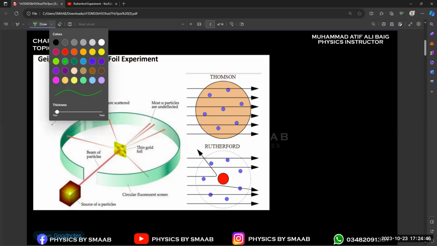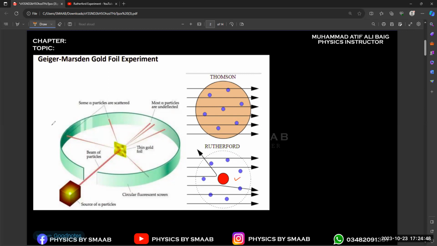And from this diagram, you can also identify that from the center, the particles reflect back or just completely bounce back. And the other part of the gold foil shows you that particles just move in a straight line without any deflection. Okay. Any confusion?